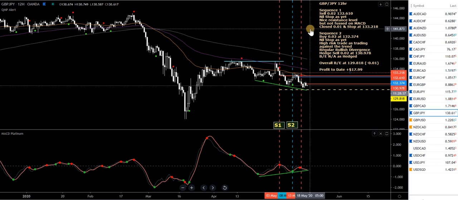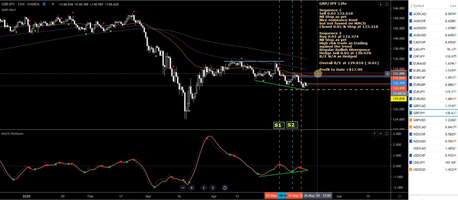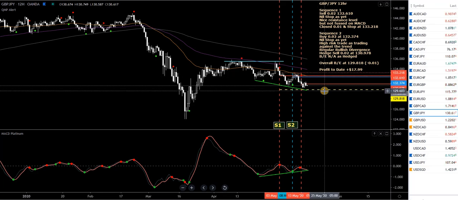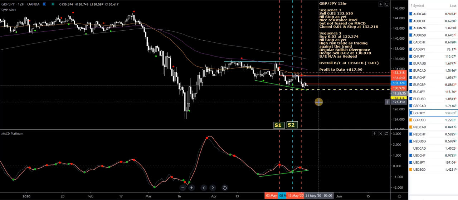So sequence 1 is standalone. Sequence 2 is hedged at the moment. Overall break even for both trades is this yellow dash line. Ideally, I want to see price drop below that. And if that price does drop below that, then I can close out all trades and be in profit.